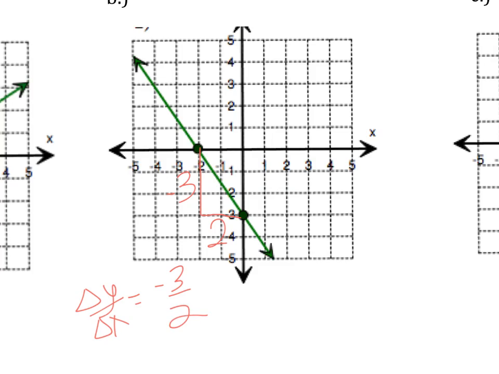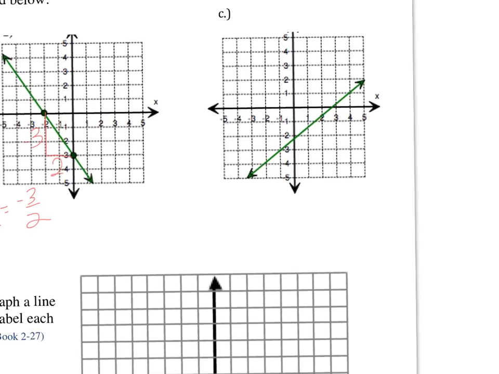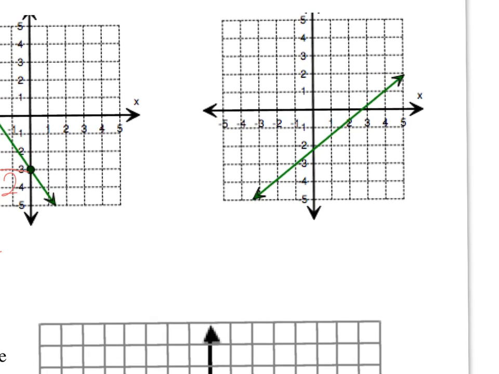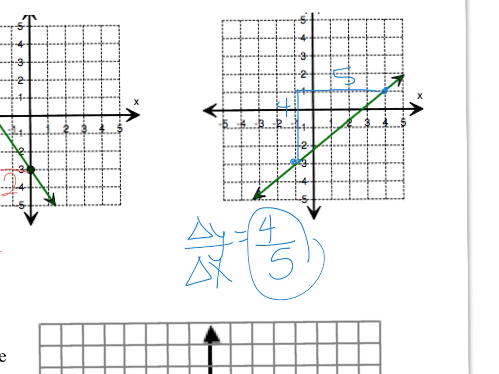Taking a look at part C, we don't have the specific points like we do in A and B. So this time we're going to find those lattice points, and I'm going to pick a point here at (-1, -3) and at (4, 1). And I'm going to do my slope triangle. So I'm going to go up 1, 2, 3, 4 units and go over 1, 2, 3, 4, 5. So my change in y is 4, and my change in x is going to be 5. So my slope is going to be 4/5.